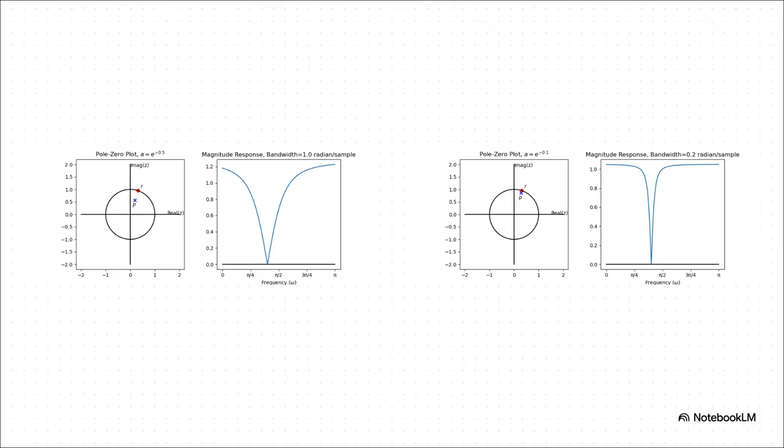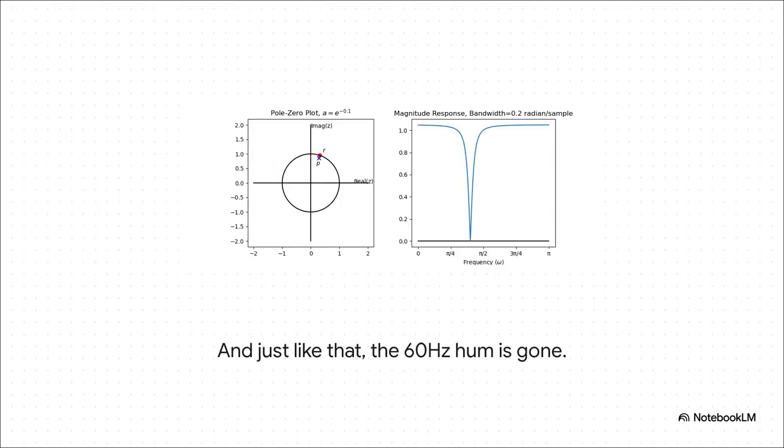By placing a pole just behind the zero, its push-up effect counteracts the zero's pull down everywhere except right at the notch. It's amazing. This one little addition transforms our filter from a clumsy, blunt instrument into a surgical tool. We get this incredibly sharp notch that targets only the noise and leaves everything else completely untouched. And the result? Crystal clear audio. The problem is solved, not with complicated math, but by using this really intuitive, almost geometric design process.